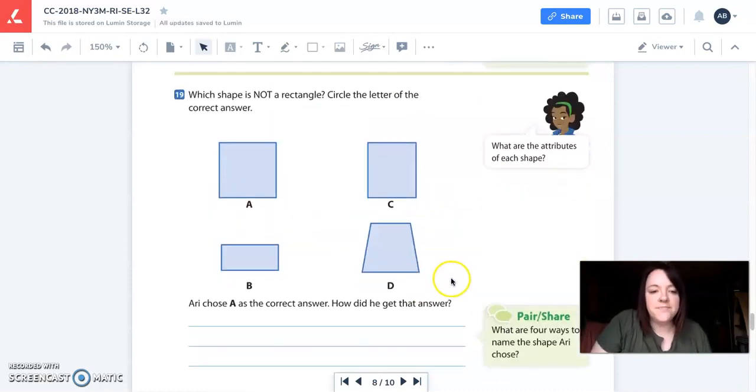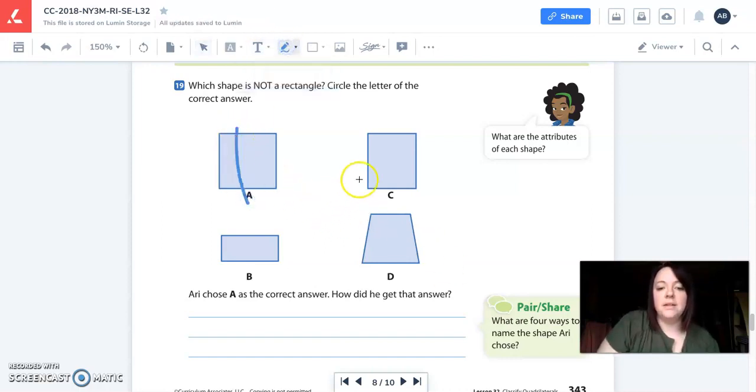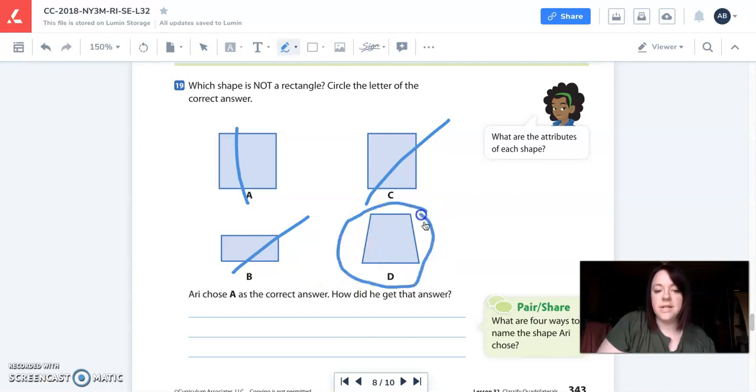Okay, that was easy. Number 19, which shape is not a rectangle? Circle the letter of the correct answer. Okay, we know that a square is a rectangle because it has 4 sides. They have at least 2 pairs of equal sides, right? And then they have 4 square corners. So we know A is not correct because that is a rectangle. C is not correct because it has at least 2, so that's a rectangle. It has 4 square corners. B has 4 square corners, and it has at least 2 pairs of sides that are equal. So our answer is D.